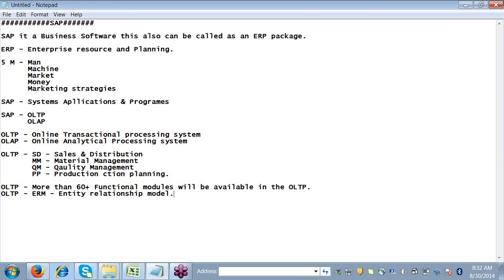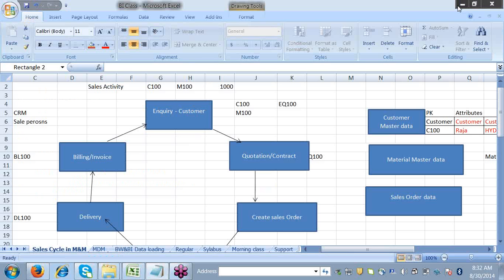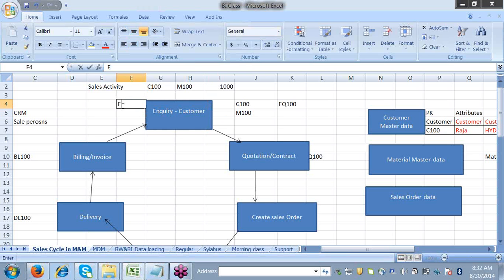Entity relationship model means each and every entity will have integrity with another entity. So let us say one customer has visited a dealer showroom. That customer's details will be taken care of, and that data will be stored in the respective customer master data table. Okay. And once this customer has visited, one inquiry number will be generated. So for one customer, one inquiry number will be generated.